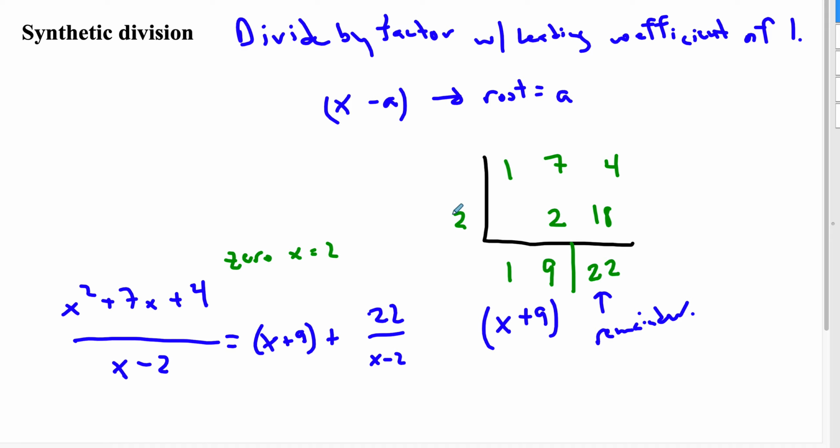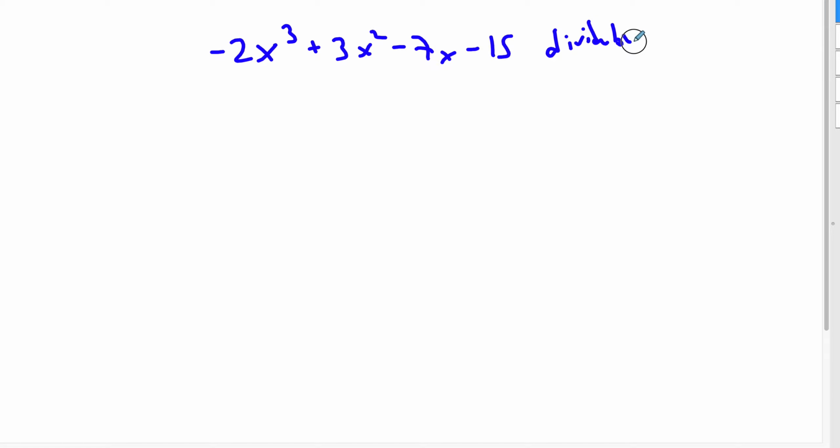Now, let's try this one more time. So let's say I've got this. Let's go with a cubic, okay? Let's say I have, well, let's make this spicy. Let's say it's negative 2x cubed plus 3x squared minus 7x minus 15, right? And I want to divide it by x plus 2, right? So I'm dividing this by x plus 2.